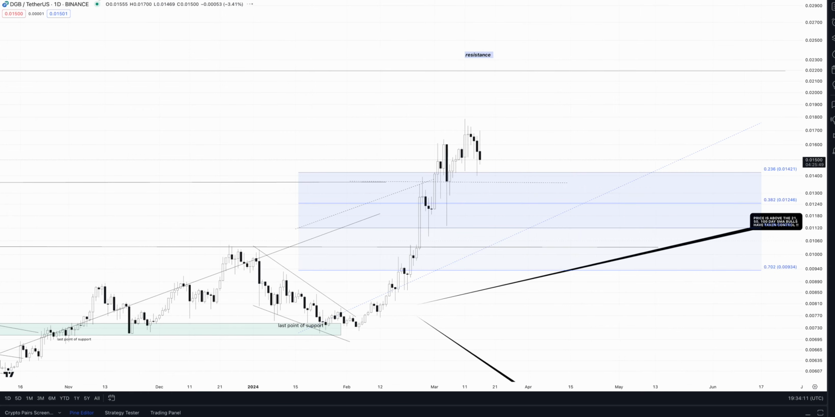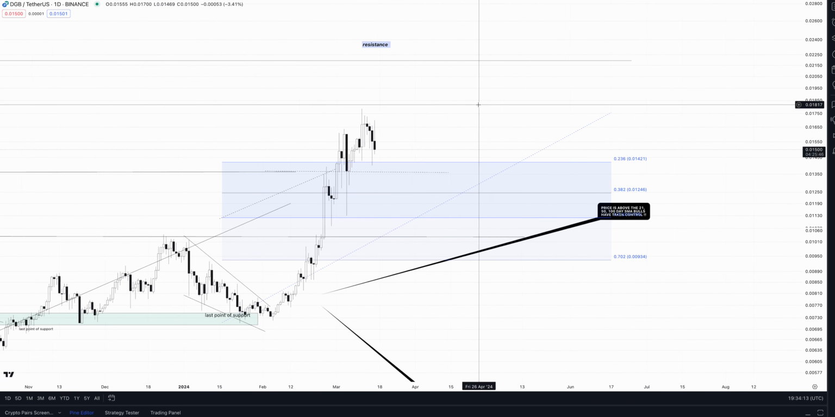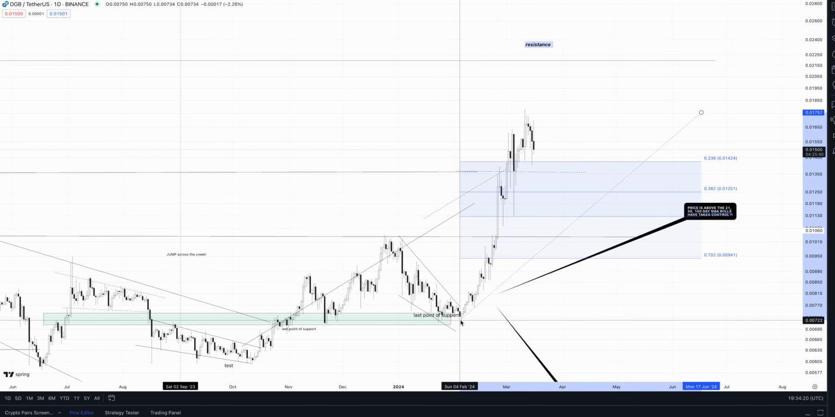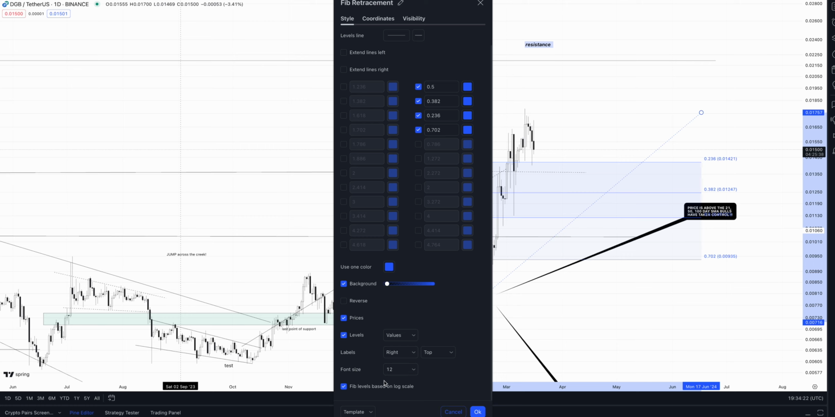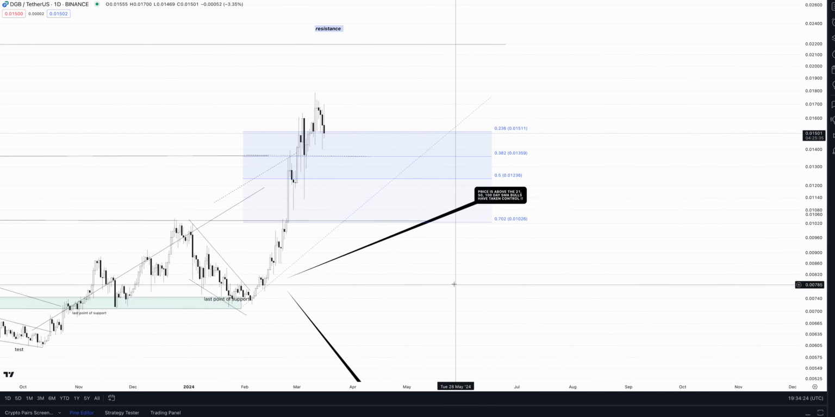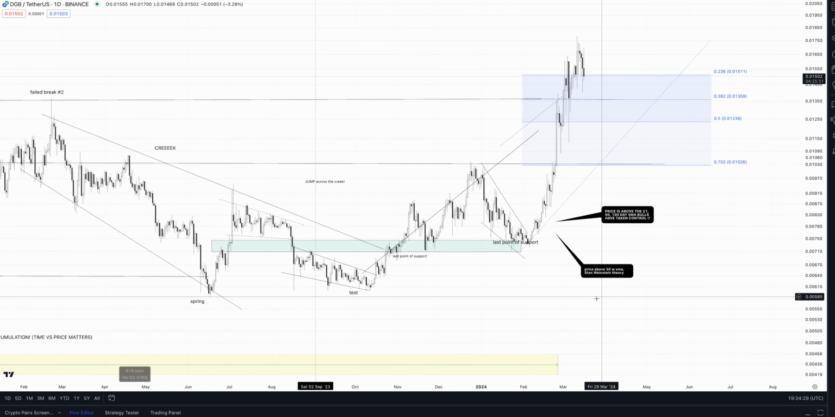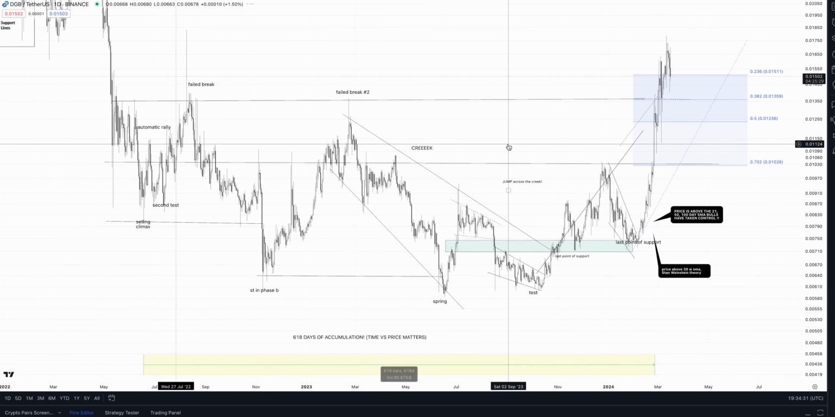We can also go on the daily time frame here and look at it on the linear scale as well. So make sure to look at your assets on the linear and the logarithmic scale. And the reason I say that is so you're never blindsided.